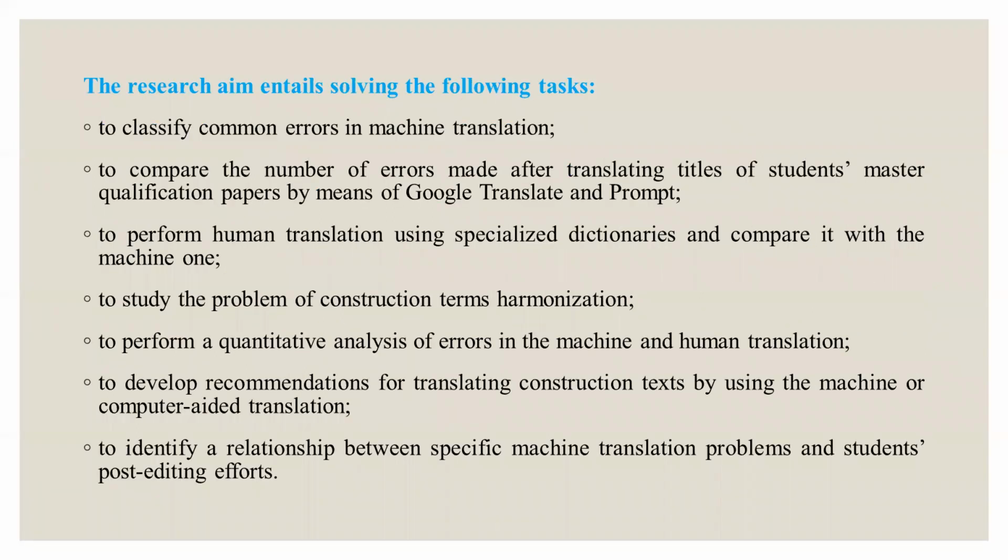The research aim entails solving the following tasks: to classify common errors in machine translation, to compare the number of errors made after translating titles of students' master qualification papers by means of Google Translate and prompt, to perform human translation using specialized dictionaries and compare it with the machine one, to study the problem of construction terms harmonization, to perform a quantitative analysis of errors in the machine and human translation, to develop recommendations for translating construction texts by using the machine or computer-aided translation, to identify a relationship between specific machine translation problems and students' post-editing efforts.